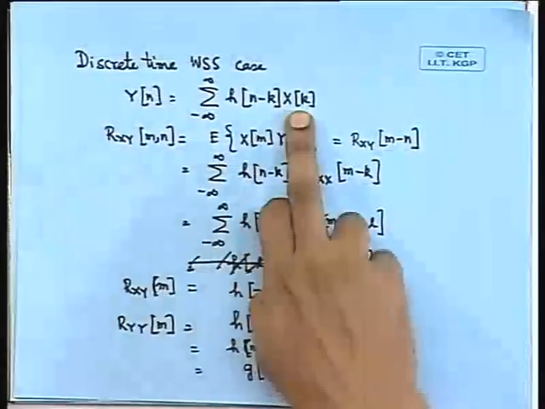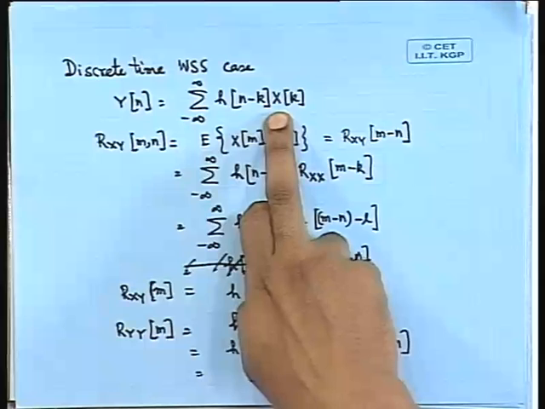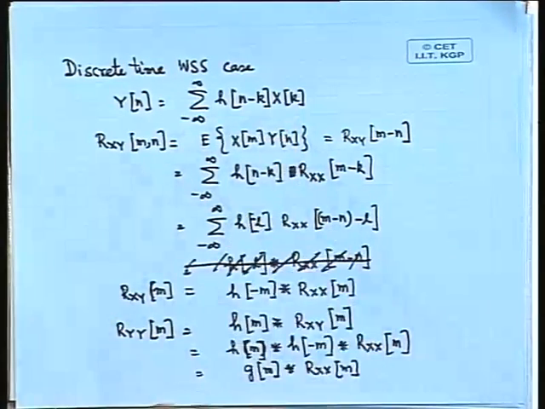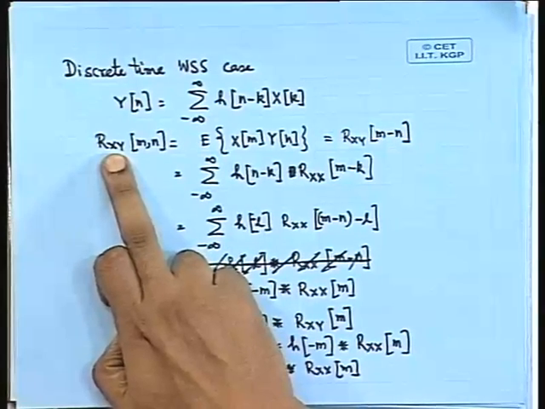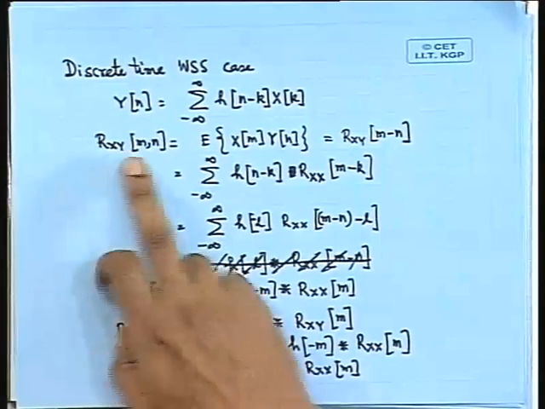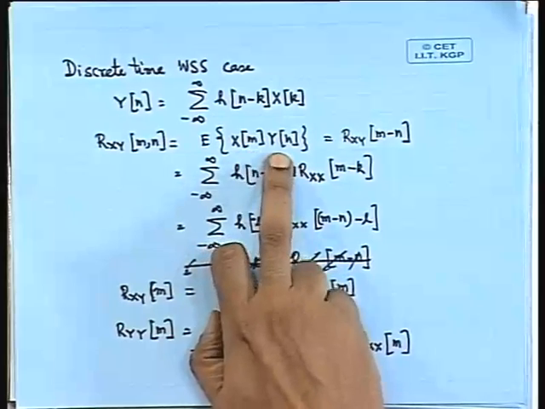So what is happening? This is familiar. This is the standard impulse response, I mean convolution response. So now if you want to calculate the cross correlation function, that is equal to nothing but the expectation of xm and yn.